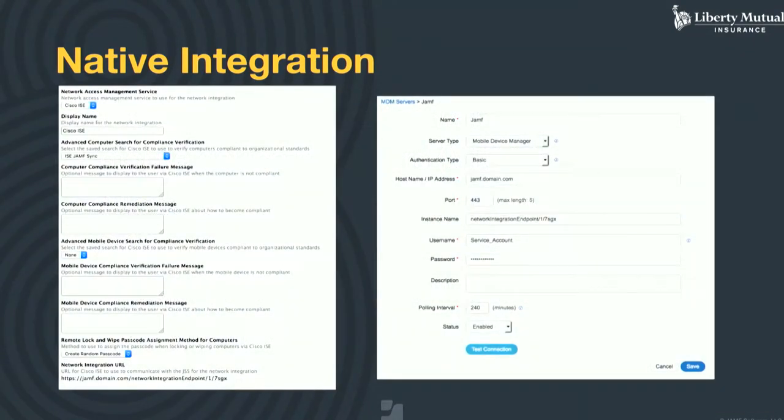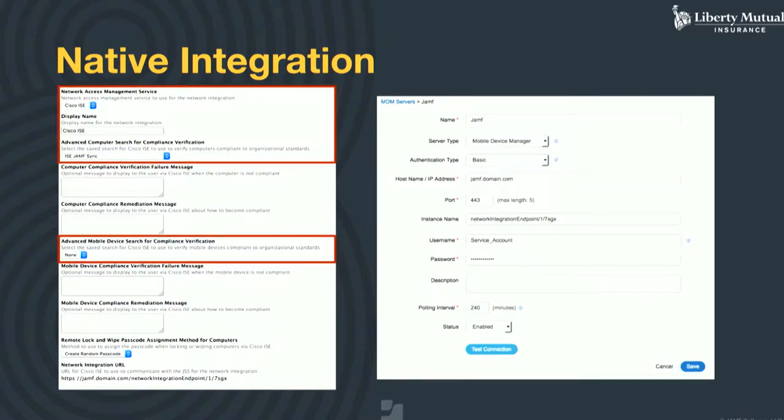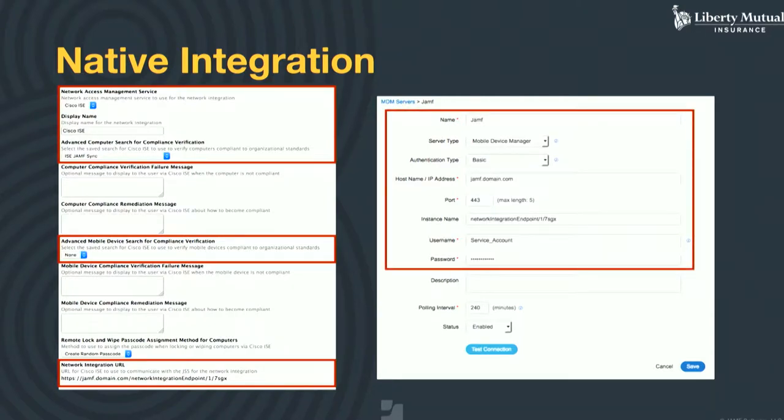We don't use it, but I wanted to include a little bit of information on how the native integration works, just so you guys get an idea. On the Jamf side, it's pretty simple. You just create a network integration, and you select ICE as the service type. So really all you're doing is telling Jamf, I want you to talk to Identity Services Engine. You define an advanced computer search for what you consider to be a compliant device. If a device isn't in that compliant search result, ICE won't allow it on. After you save it, Jamf at the bottom will give you a network integration endpoint URL. Then when you go into Identity Services Engine, you basically just have to fill that in, right? And say, I want you to talk to Jamf as a mobile device manager. Here's the integration URL, the domain name of the JSS, and then a service account that has access to the JSS. Setup is really that simple.